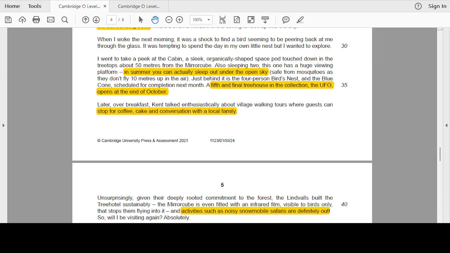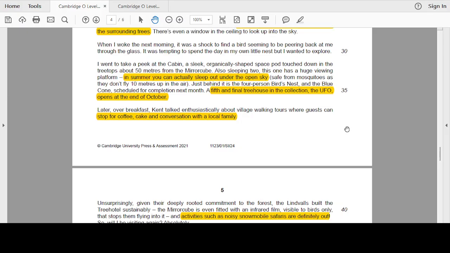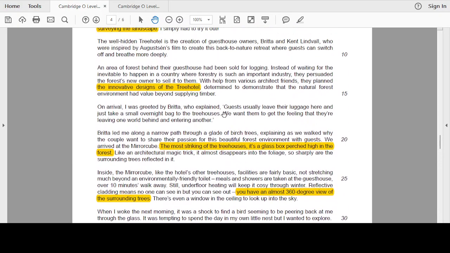So for example, there's a point, the 13th point in the mark scheme, that the tree houses are built sustainably, they are environmentally friendly, they are built with sensitivity to wildlife. They're built on land originally sold for logging. And if you take a look at the text, the logging part is over here. They persuaded the forest's new owner to sell it to them, so the logging thing is over here.